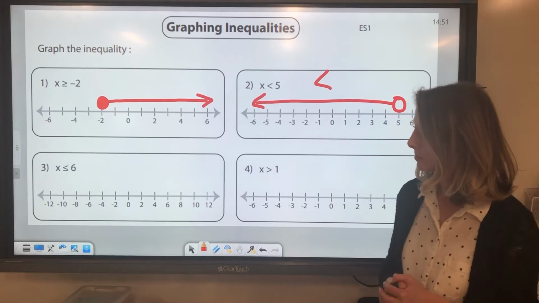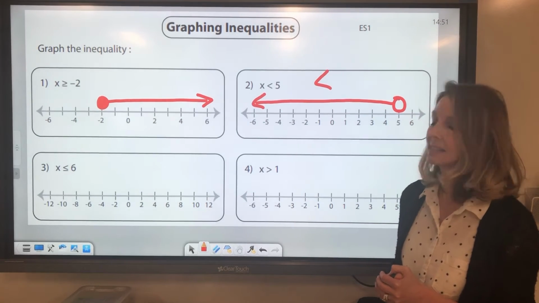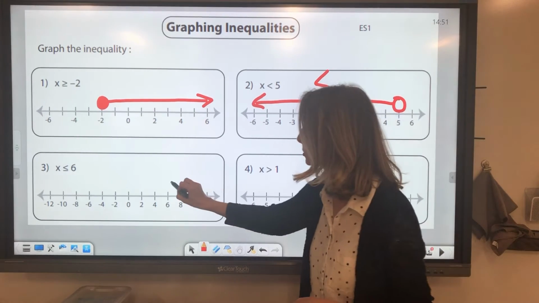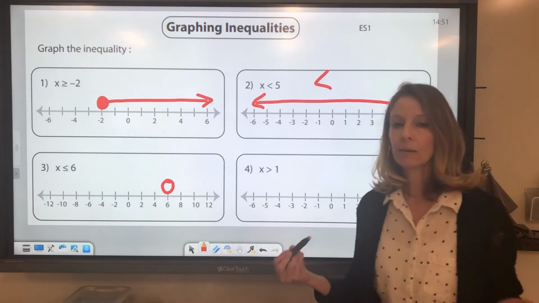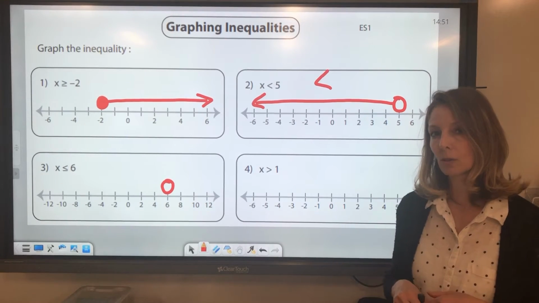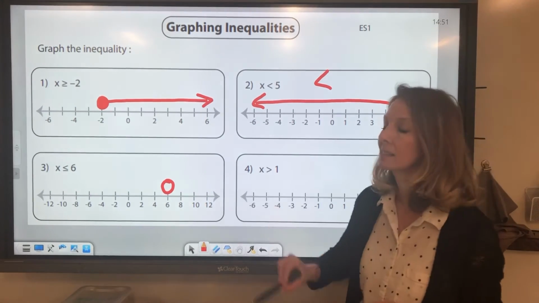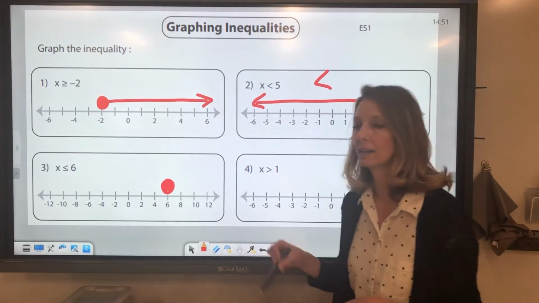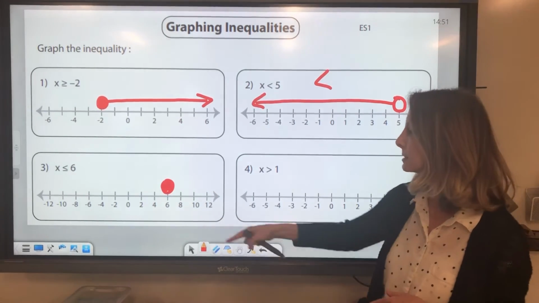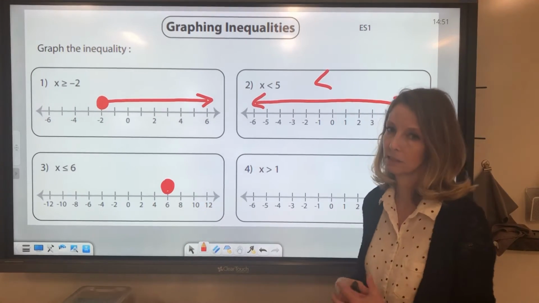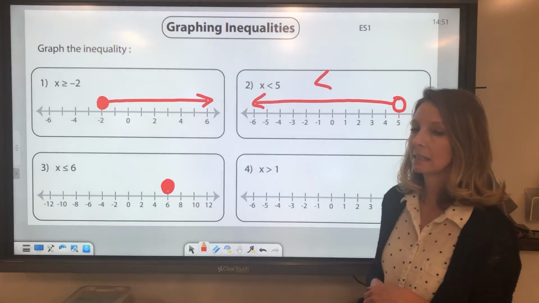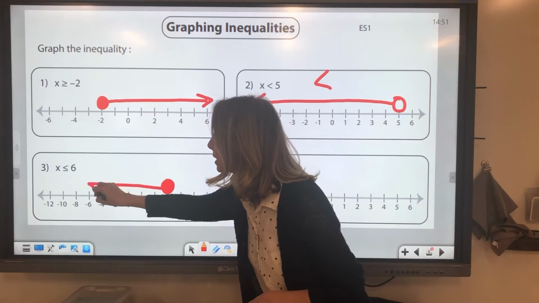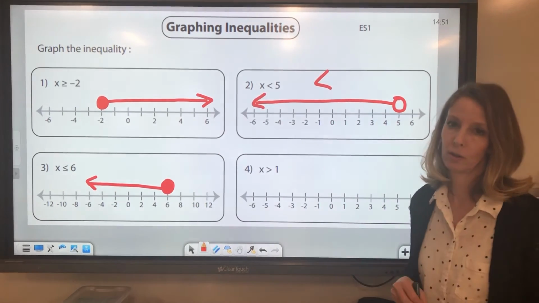Let's try number 3. X is less than or equal to 6. So again, my circle goes at 6. Now, is this an open circle or a closed circle? Well, notice it says less than or equal to. If we have the or equal to part, I need to color in my circle, fill it in, because it means that we're including 6 as a solution. And x is less than or equal to 6, so 6 or anything smaller or less.